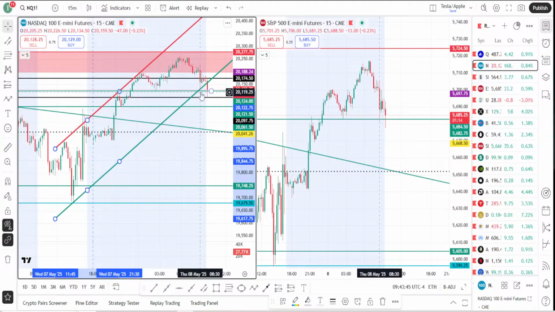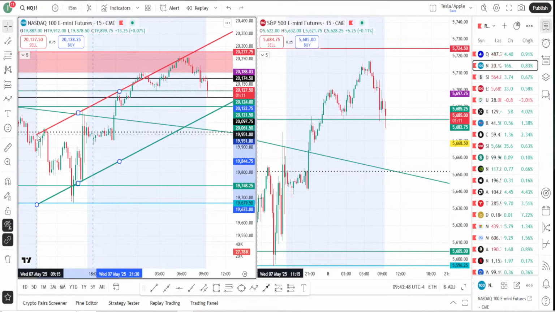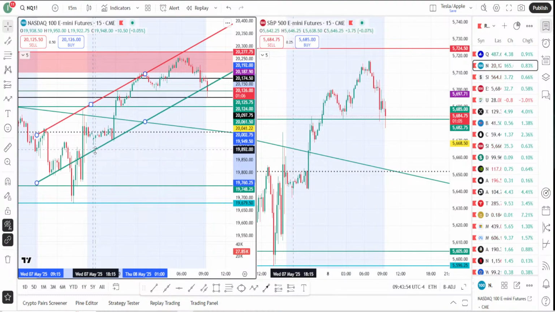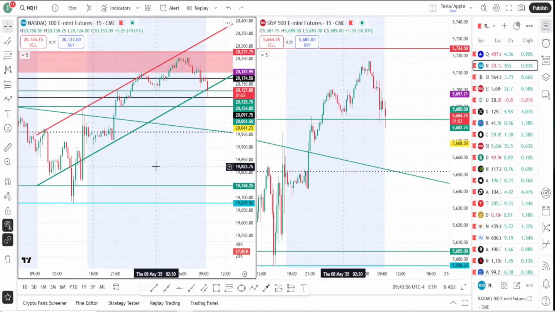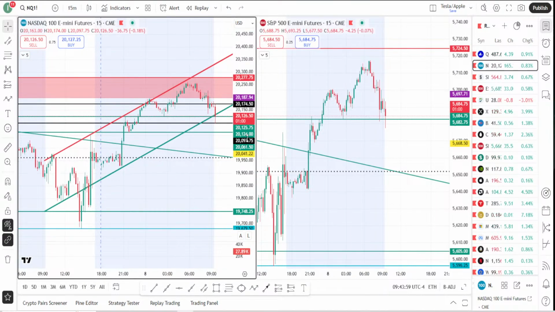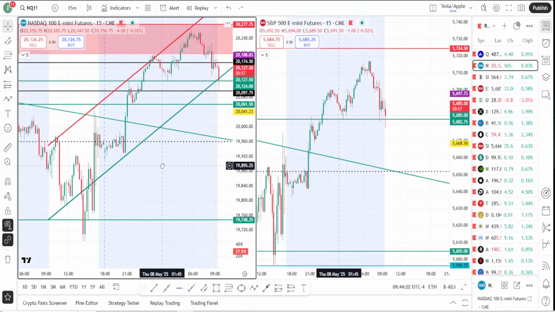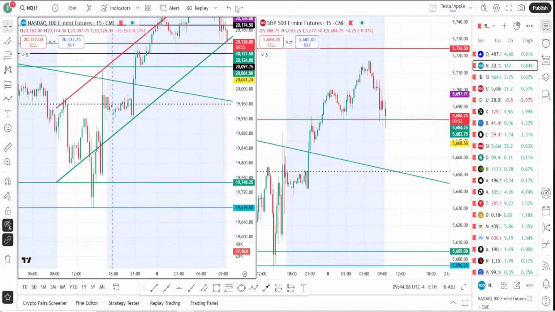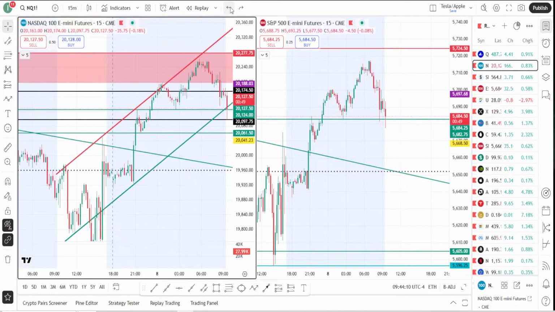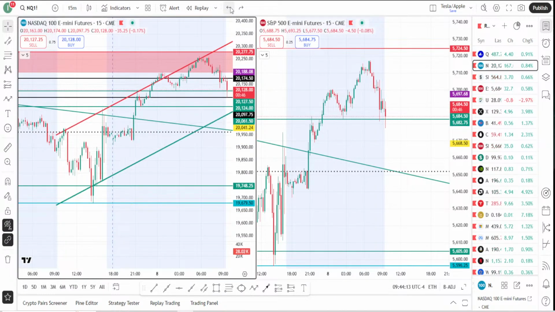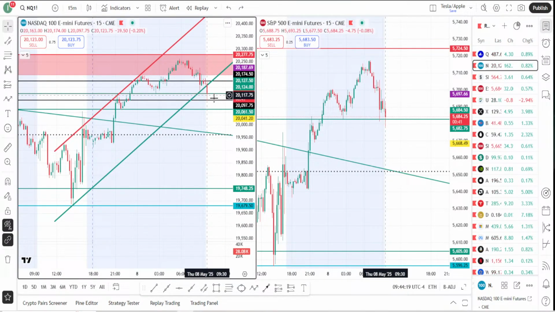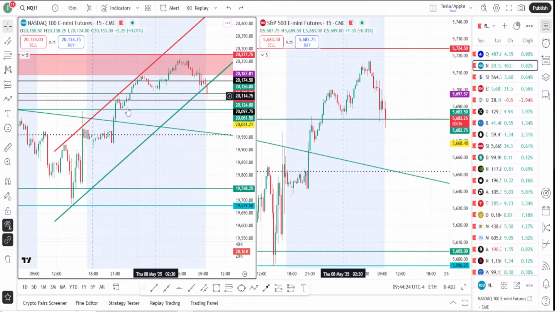Let me see. It's starting to look like we still have support here. I think this is what's going on here, right? Because if I had this channel this way, it doesn't make any sense. We broke the channel, right? But why is it still finding support? Why are buyers still here? So I'm trying to find, maybe I made this channel wrong.